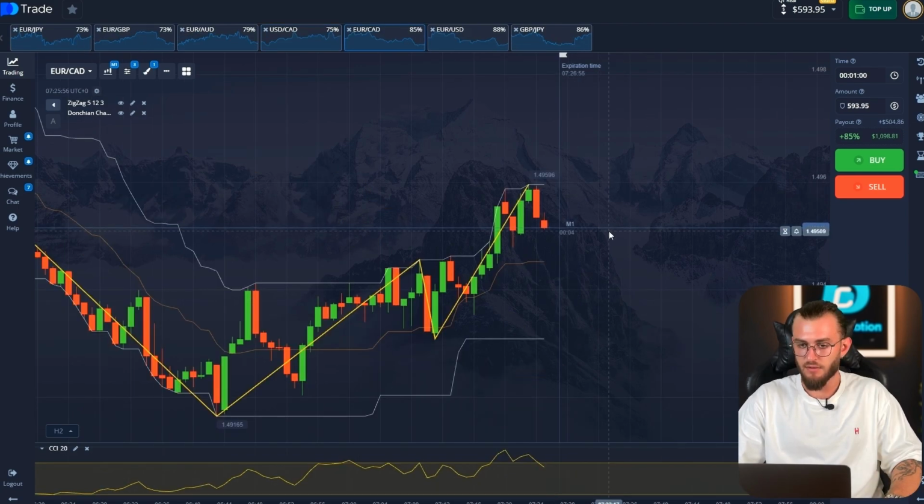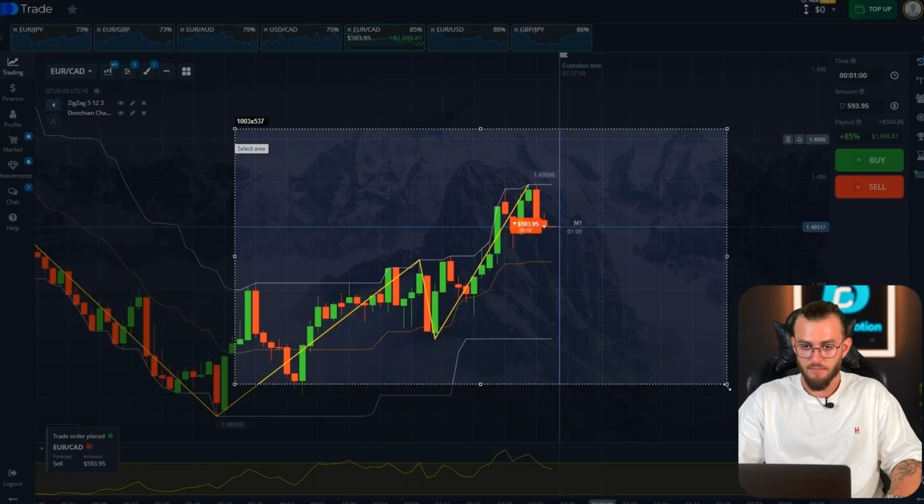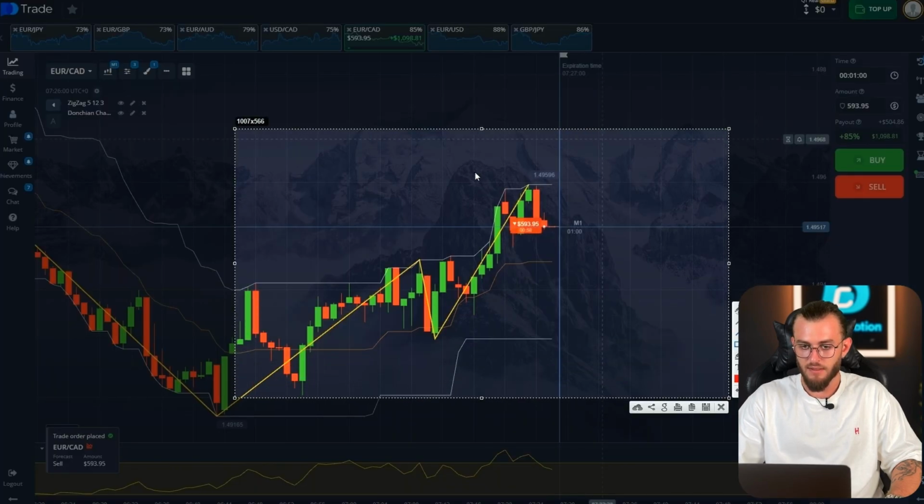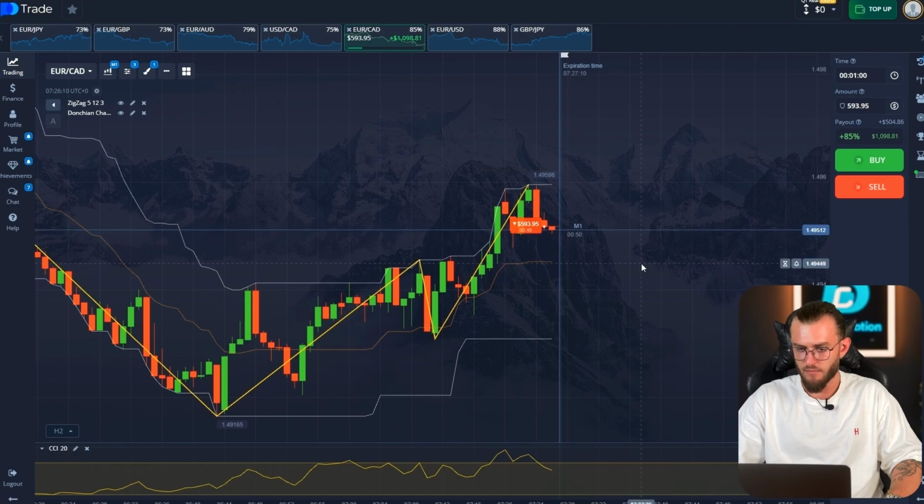And here is the new entry point. Here I open a short position. Let me show you why I made this decision. So, here is the bounce from the upper boundary of the Donchian channel. Meanwhile, the oscillator was overbought. It's the perfect time to expect a decline. While the expiration is ongoing, it hasn't ended yet.